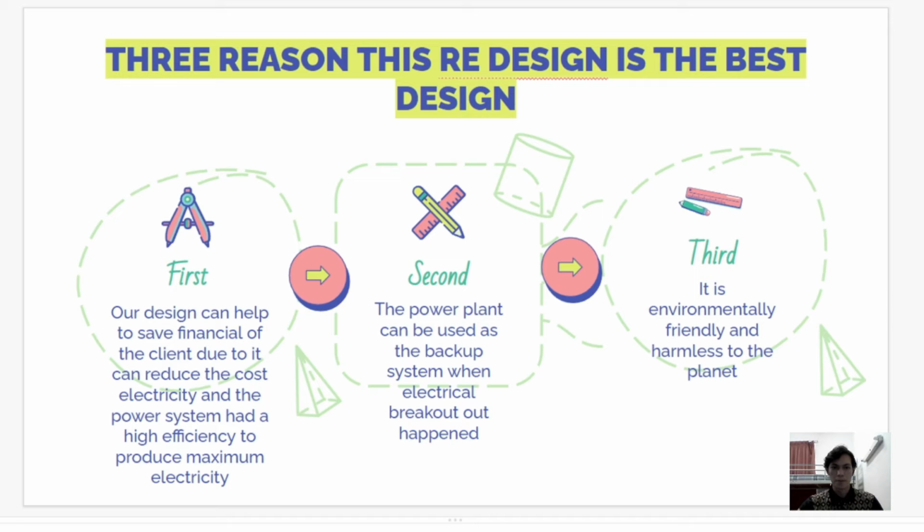First, our design can help to save the client's finances because it can reduce the cost of electricity, and the power system has high efficiency to produce maximum electricity. Second, the power plant can be used as a backup system when an electrical breakout happens. Third, it is environmentally friendly and harmless to our planet.